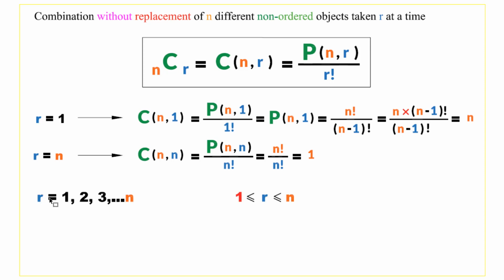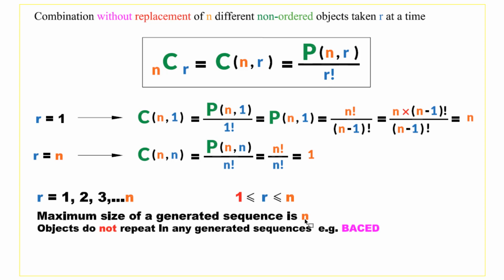So now we write r is ranging from 1 to n, and in this case the maximum size of a generated sequence is n, and the minimum size of a generated sequence is only 1. And we have to remember that no replacement means that objects do not repeat in any generated sequence. So if we have objects A, B, C, D, and E, we may generate a sequence such as B, A, C, E, D, but we are not going to generate a sequence such as B, A, C, E, A. A cannot be repeated, C cannot be repeated, and so on.